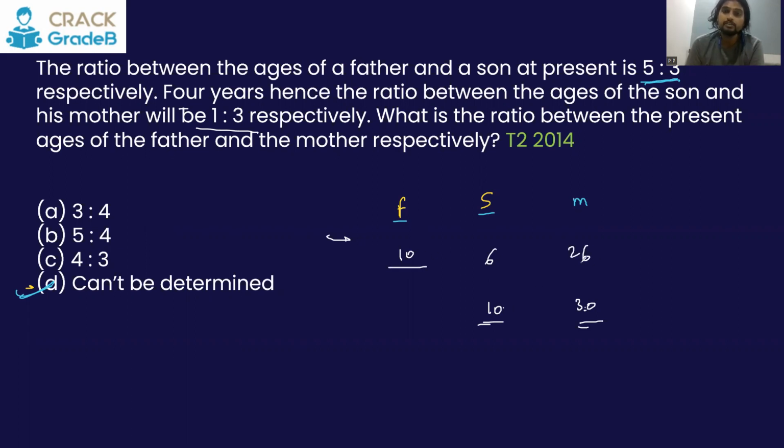In that case, father to mother ratio is going to be 5:30. So different answers are there. If you take different values of these ratios, that means the answer cannot be determined. A single answer is not there. That means you cannot exactly tell what their ages are. Let's see one more.